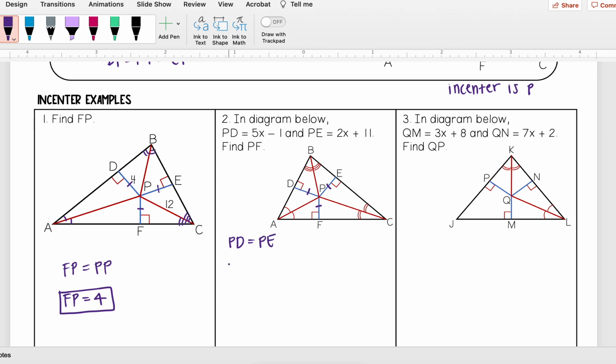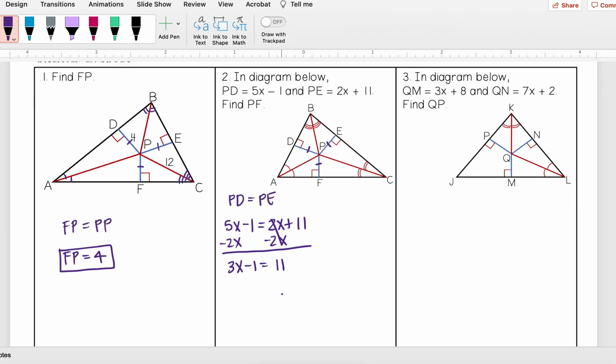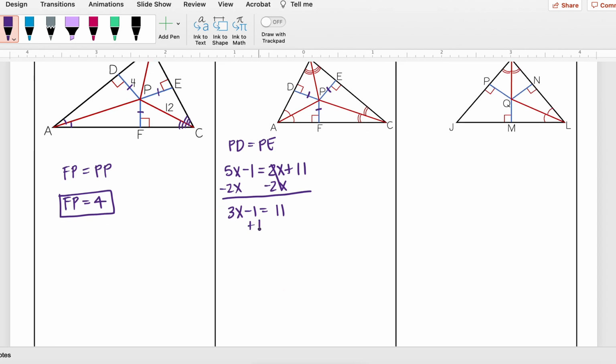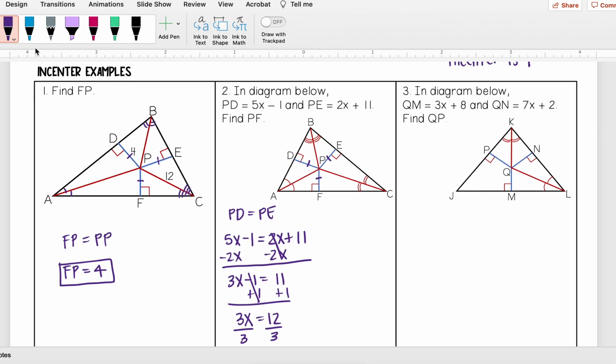So I can find x that way, so I have 5x minus 1 is equal to 2x plus 11. Subtract 2x, and I get 3x minus 1 is equal to 11. So 3x is equal to 12, and then divide both sides by 3, and I get that x is equal to 4.